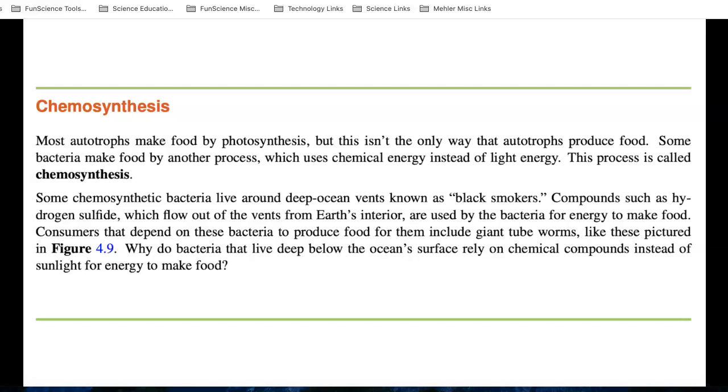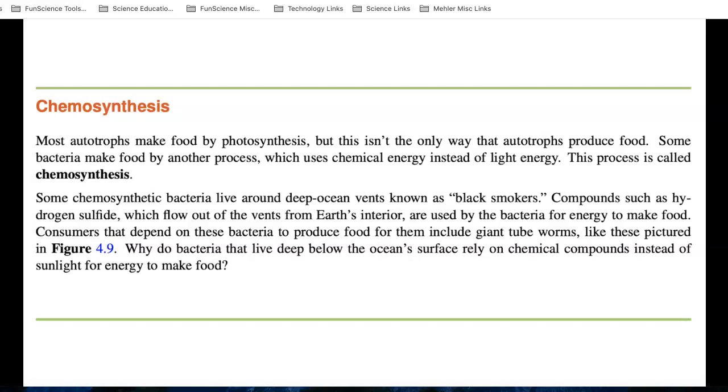Now, one of the things I've said a couple times is virtually all life on the planet uses photosynthesis for energy. However, there are some life forms deep in the ocean that were discovered only in the 1970s that don't use sunlight as their energy source. They use chemical energy instead of sunlight, and that's called chemosynthesis. Those were discovered off the west coast of Costa Rica in the 1970s. And these are called vent communities, deep ocean vent communities.